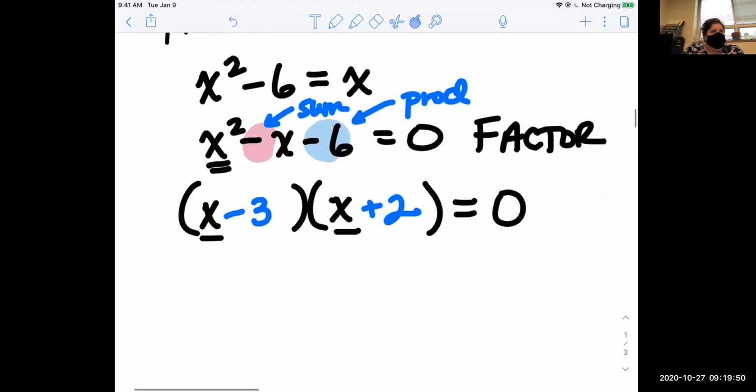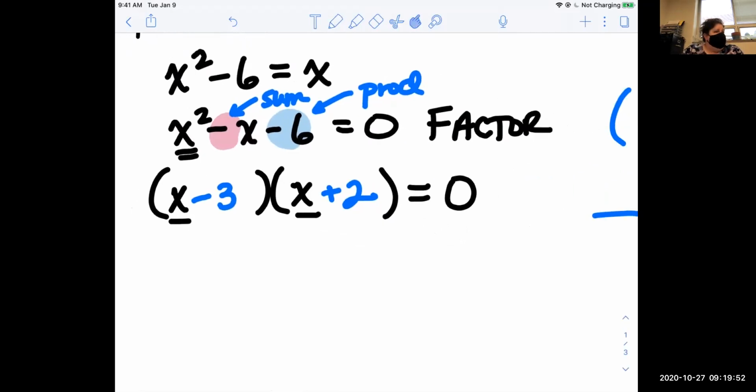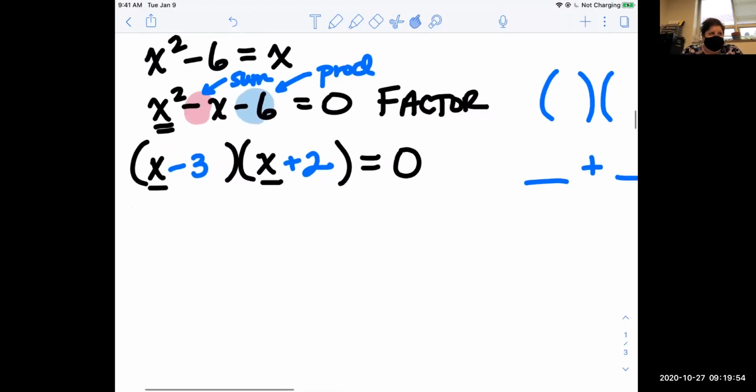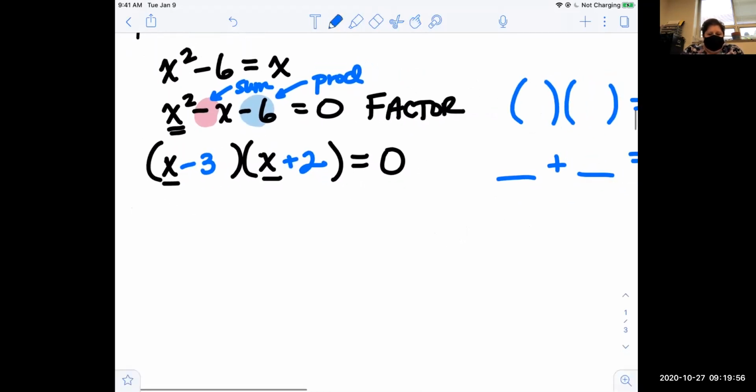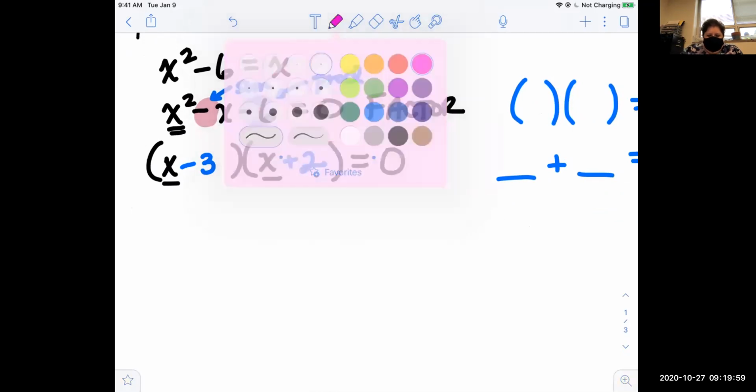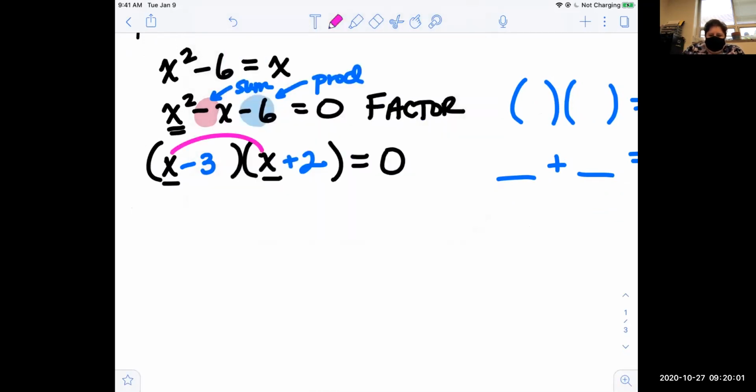Now, with these, we're always going to check. You don't necessarily have to write down the check. You can do a mental check, but we're always going to check and make sure that it works out when you factor it back. So x times x would give you x squared. X times 2 is 2x. That'll be -3x.